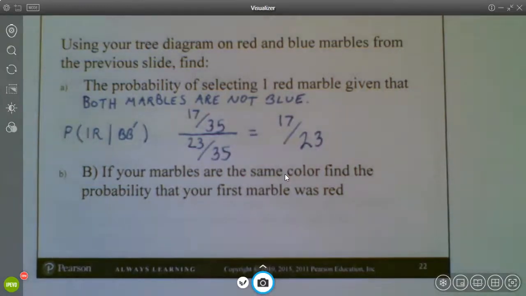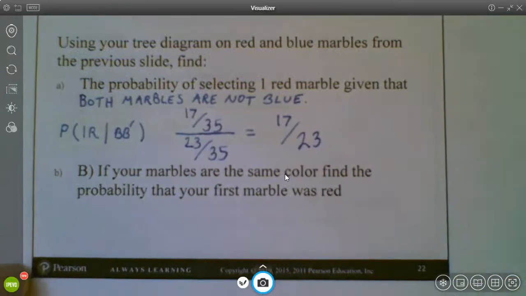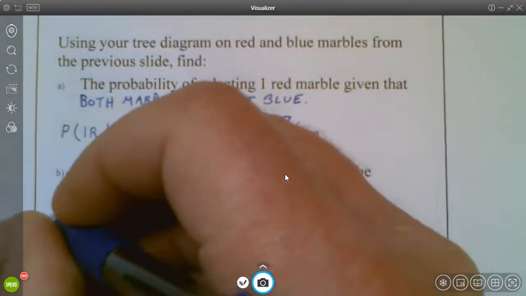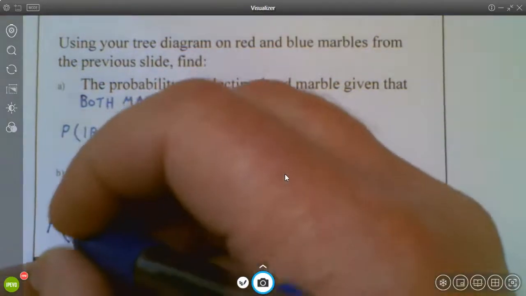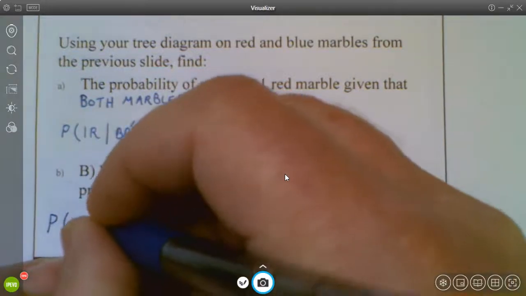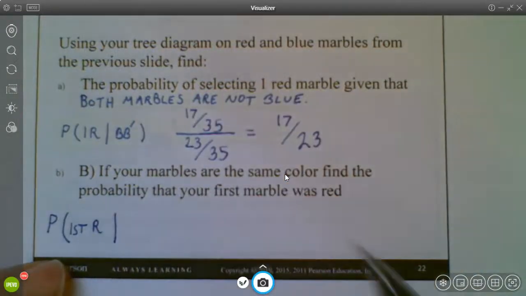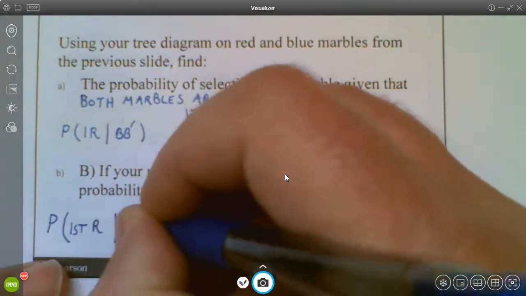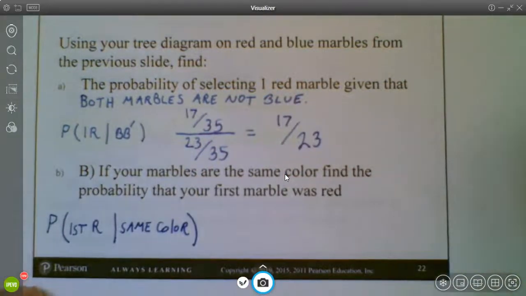It says find the probability that your first marble was red. Again, if I just stick with the formula, and you might be able to figure this out without a formula, but there are going to be some tougher cases, so I'd like you to get familiar with the formula. So what goes first? What's the probability statement here? The first marble was red. And what was our given? The given is your marbles are the same color. That's the way we would see the setup.